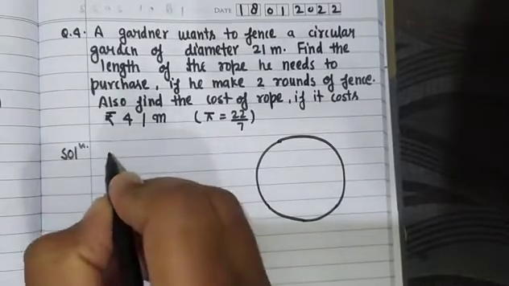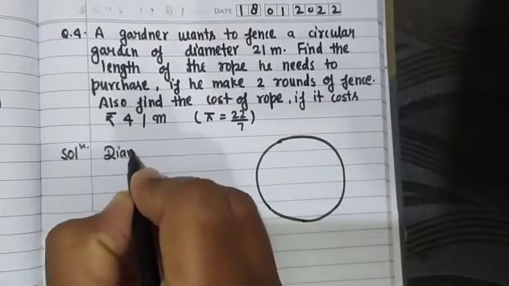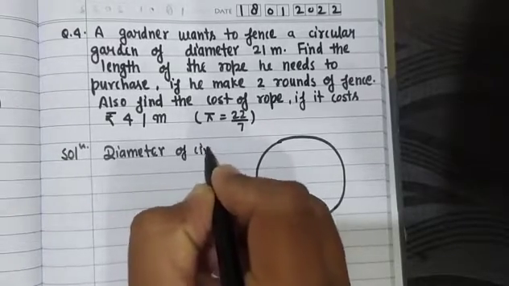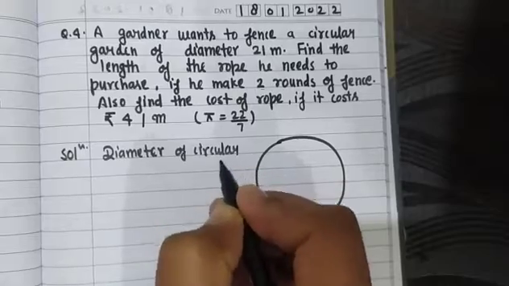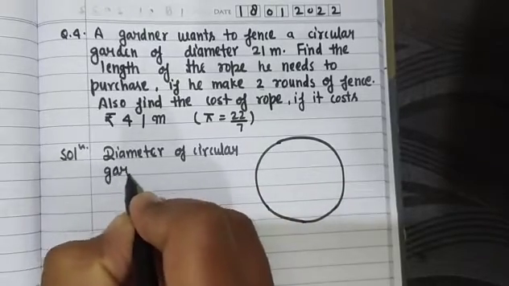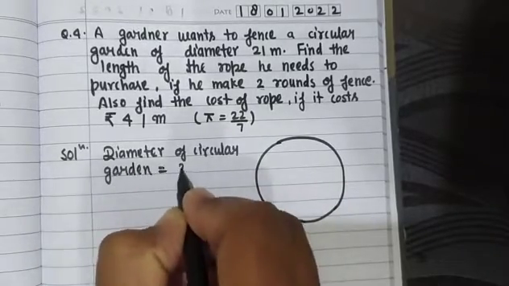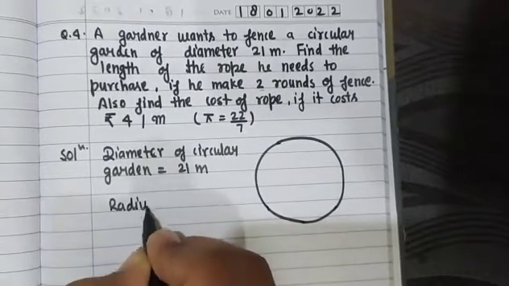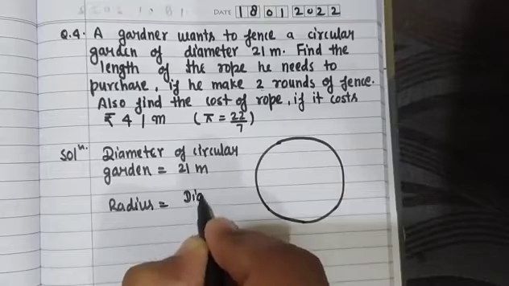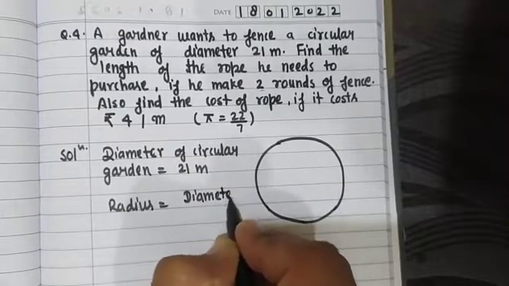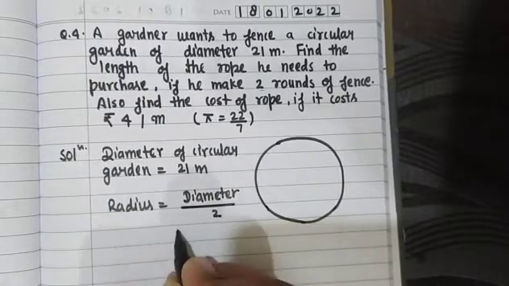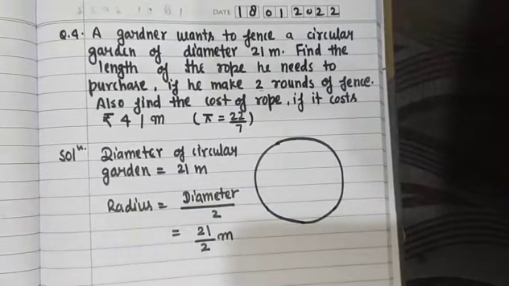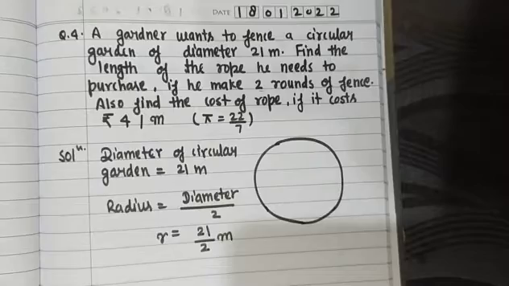So solution: diameter, which is given as diameter of circular garden, that is 21 meter. So radius is equal to diameter divided by 2. So it will be 21 divided by 2 meter. So this is the radius of the circular garden.